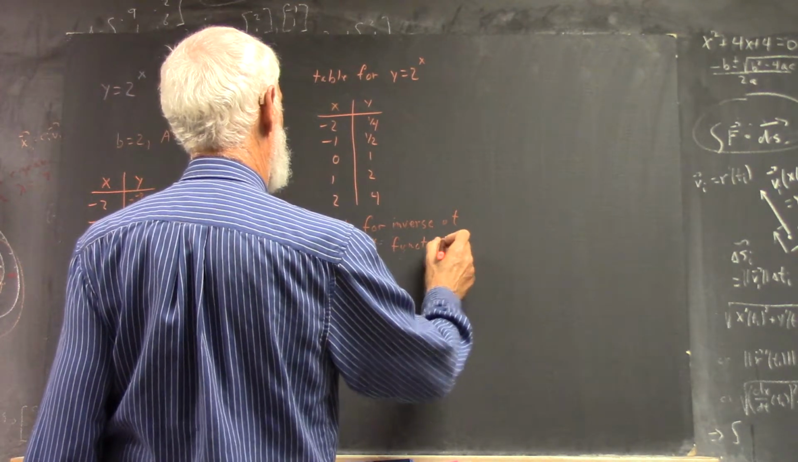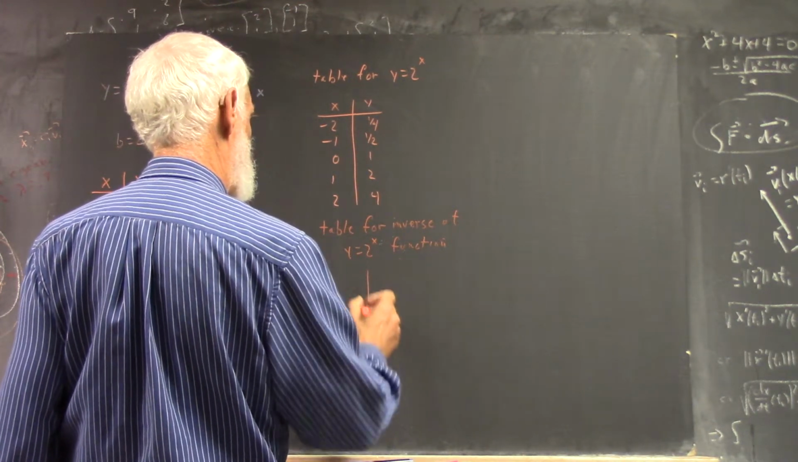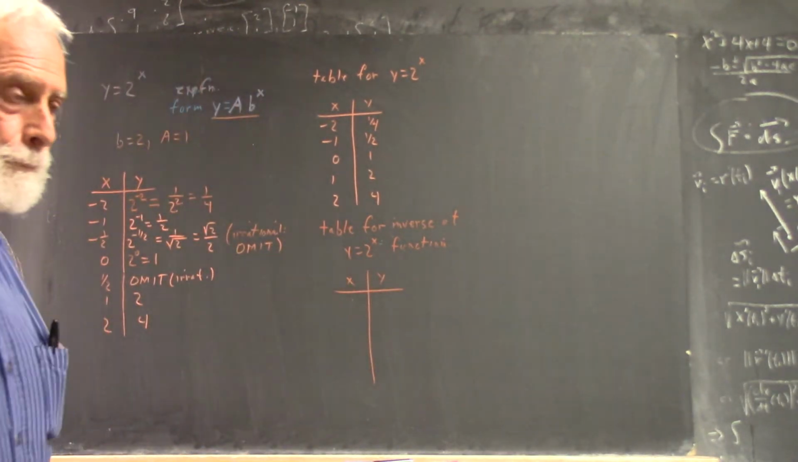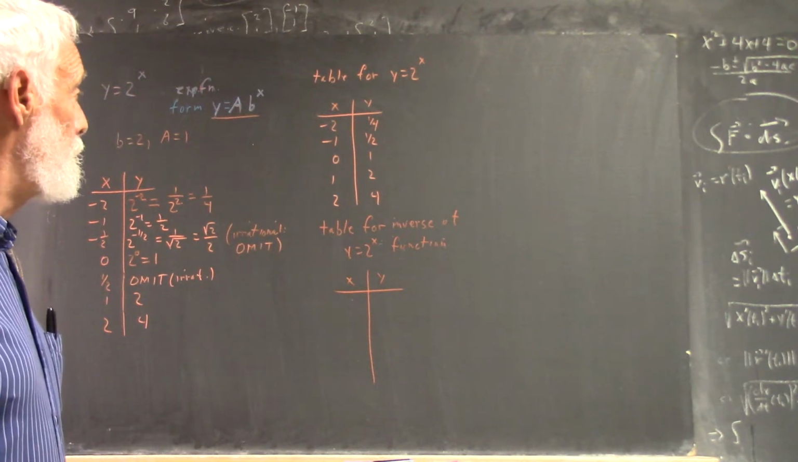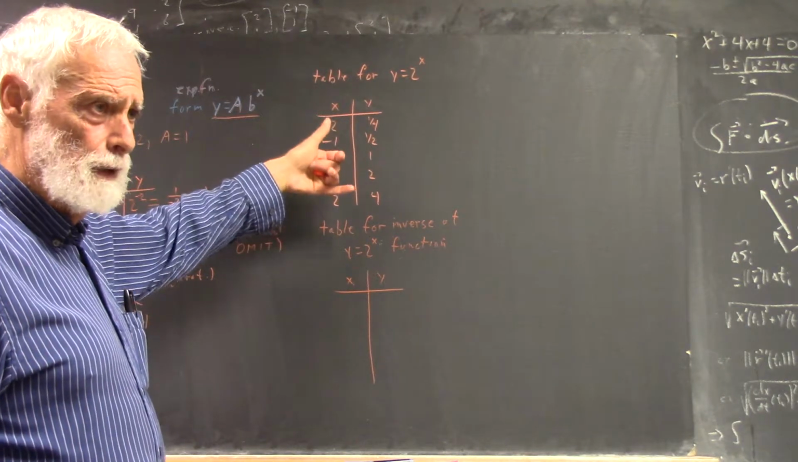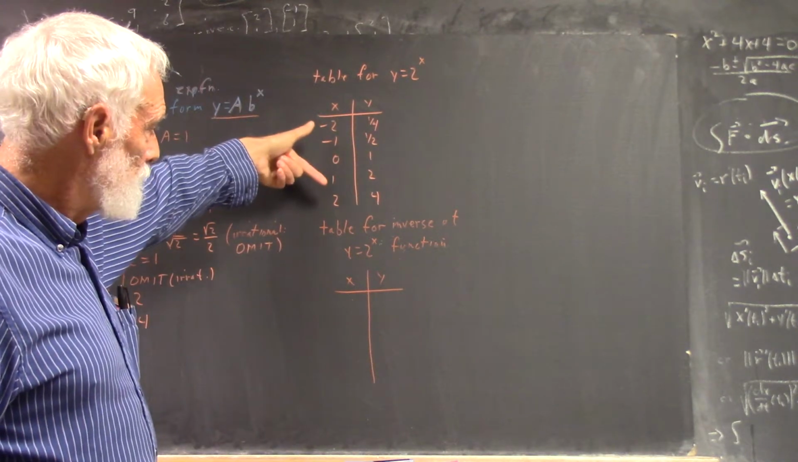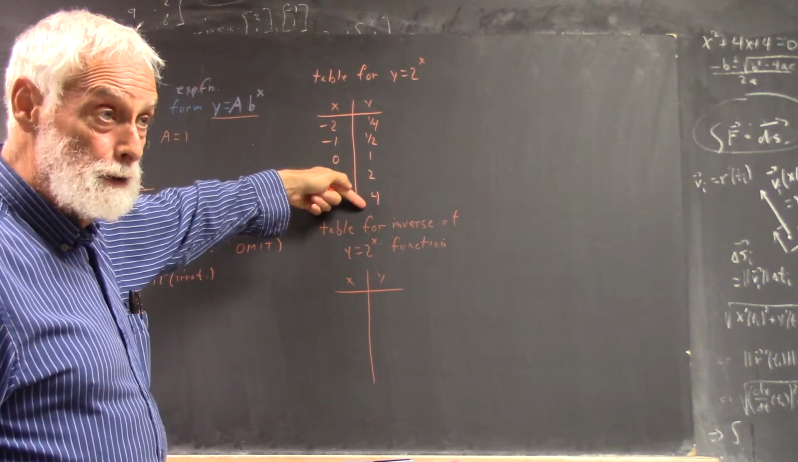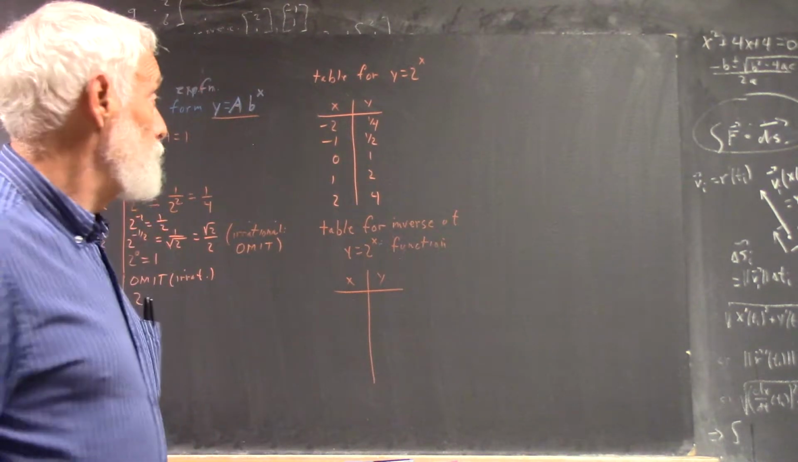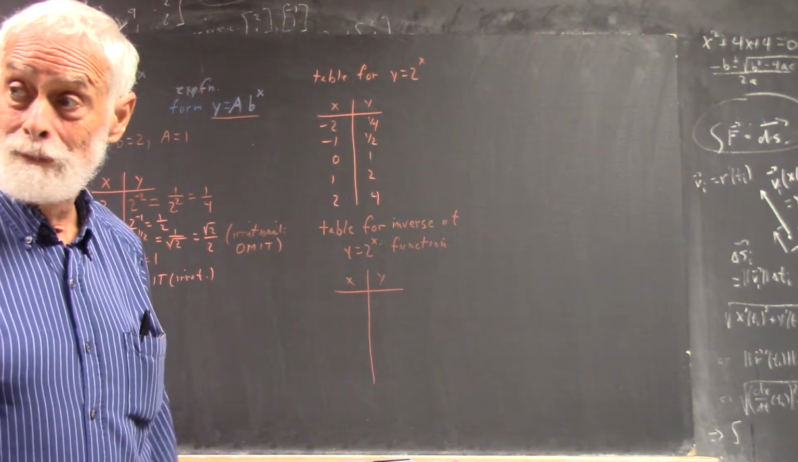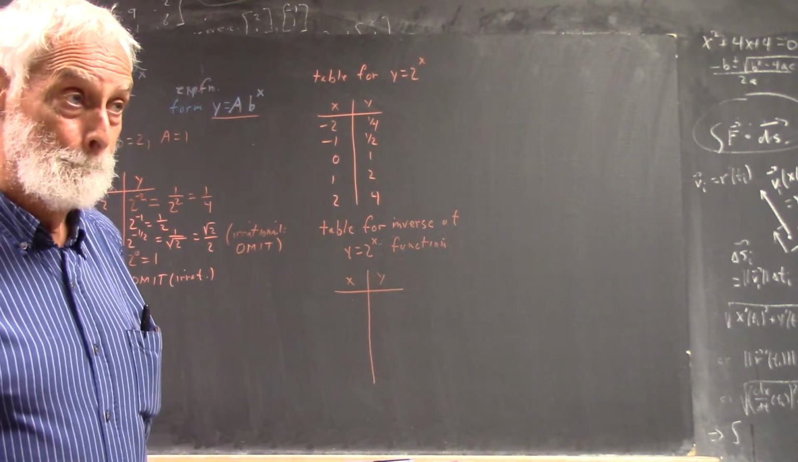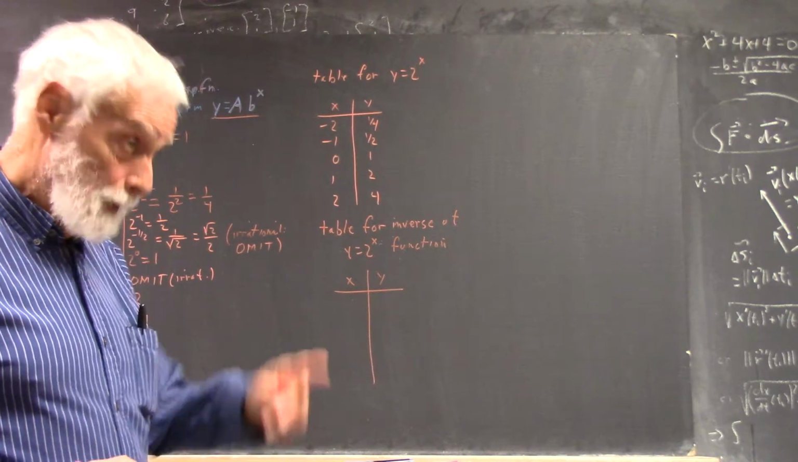Now the table for the inverse of this function. Anybody want to speculate on what the table would be? 2, 1, 0, -1, -2 for the x. Turning it upside down doesn't change any of the values necessarily. If you reverse the order of these and use the same values, it turns out you get 2 to the negative x. That's not a bad idea, but that's not what we mean by an inverse function. 1 over 2 to the x would be the reciprocal, which is also a good idea.